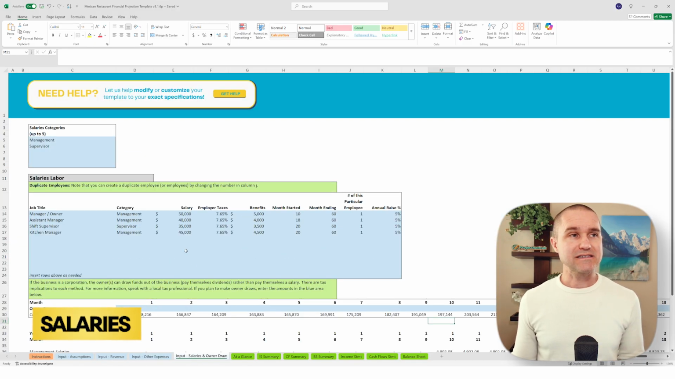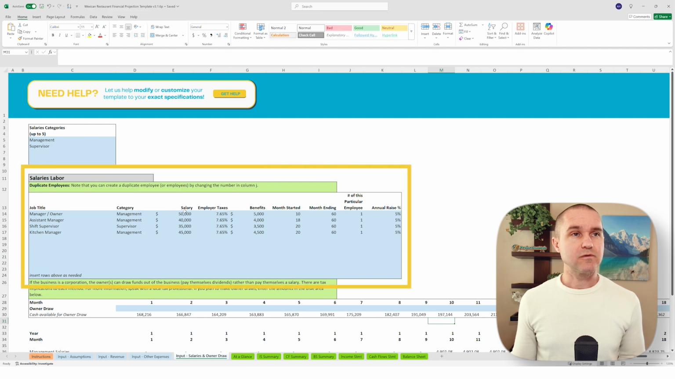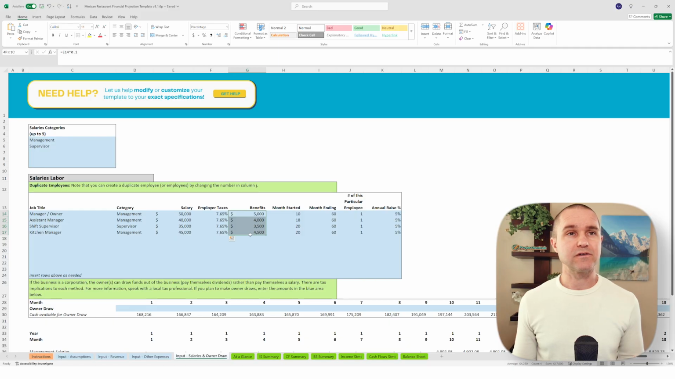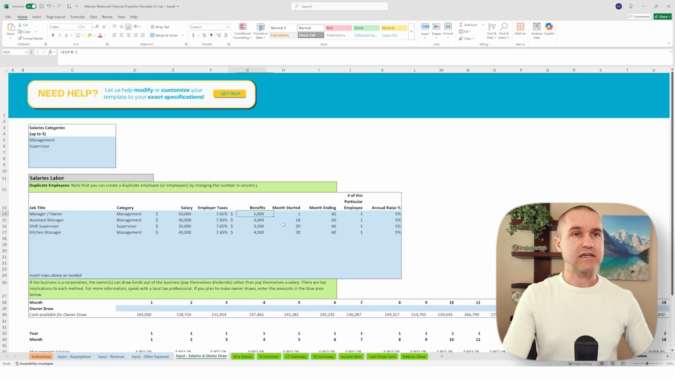And then finally, the last tab is our salaries tab. So we can add different salaried positions. We can set their salary, their employer taxes, the benefits if we're going to offer benefits for the salaried positions, and then what month these positions are going to start. So let's say maybe you're going to start taking a salary as the manager or the owner in month 1, but maybe you're not going to bring on an assistant manager until month 18, maybe a shift supervisor in month 20, maybe the kitchen manager doesn't start till year 4, month 37, for example.